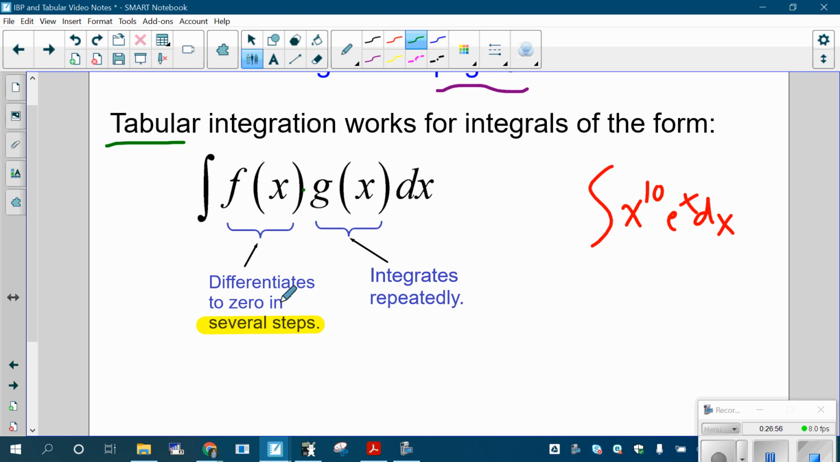And the other part differentiates to 0 in several steps. What does differentiates to 0 mean? It means if you keep taking the derivative, you get 0. The derivative of x to the 10th is 10x to the 9th, then 90x to the 8th, then 720x to the 7th. You know what I mean? Eventually it would go down to 0. Once you did the 10th or 11th derivative of this, you get to 0.